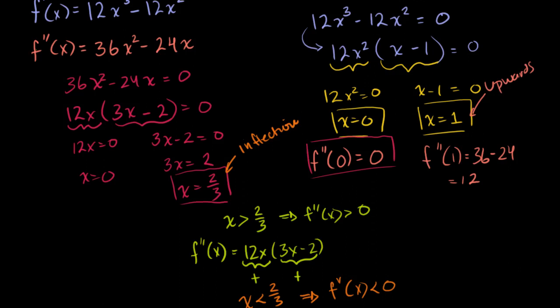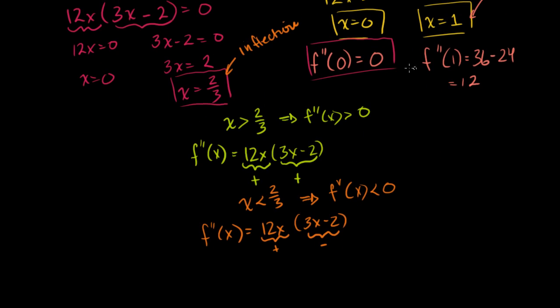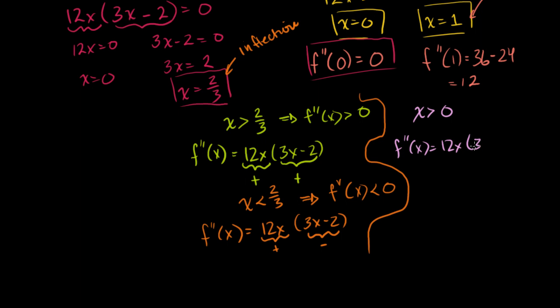So let's see if x is equal to 0 is an inflection point. We know that the second derivative is 0 at 0. But what happens above and below? So let me do our little test here. Let me draw a line so we don't get confused with all of this stuff that I wrote here. So when x is greater than 0, what's happening to the second derivative? Remember, the second derivative was equal to 12x times 3x minus 2.